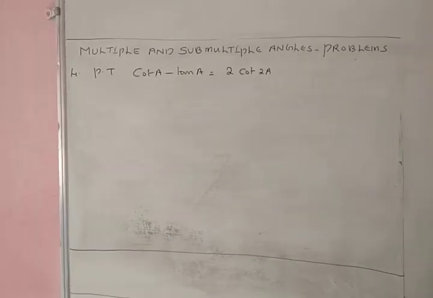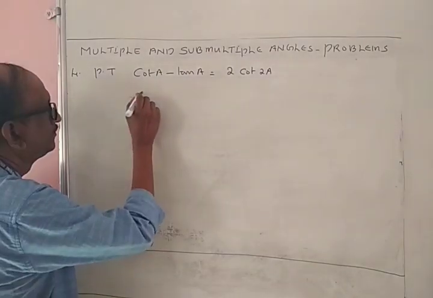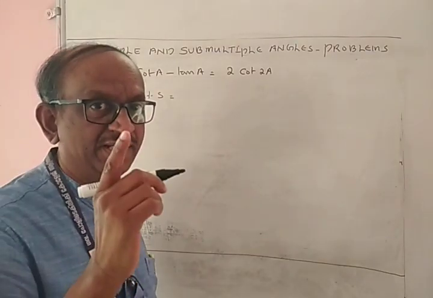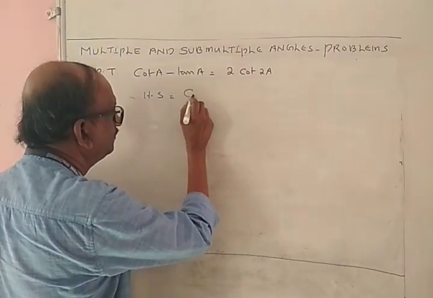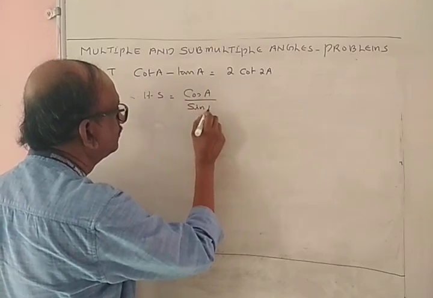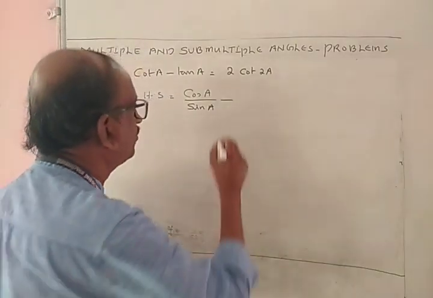Next problem. Prove that cot a minus tan a is equal to 2 cot 2a. In the left hand side, replace cot a by cos a by sin a and tan a by sin a by cos a. Cot a is same as cos a by sin a. Tan a is same as sin a by cos a.